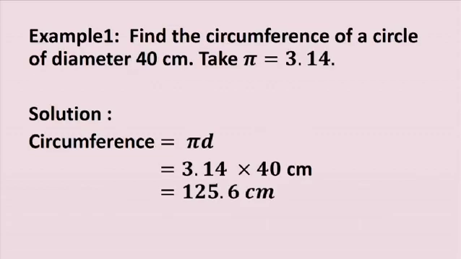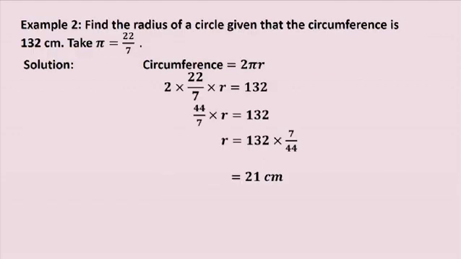First example. Find the circumference of a circle of diameter 40 centimeters. Take the value of pi to be 3.14. So circumference is given by the formula pi d. So I will have to multiply 3.14 by 40, which gives me 125.6 centimeters.